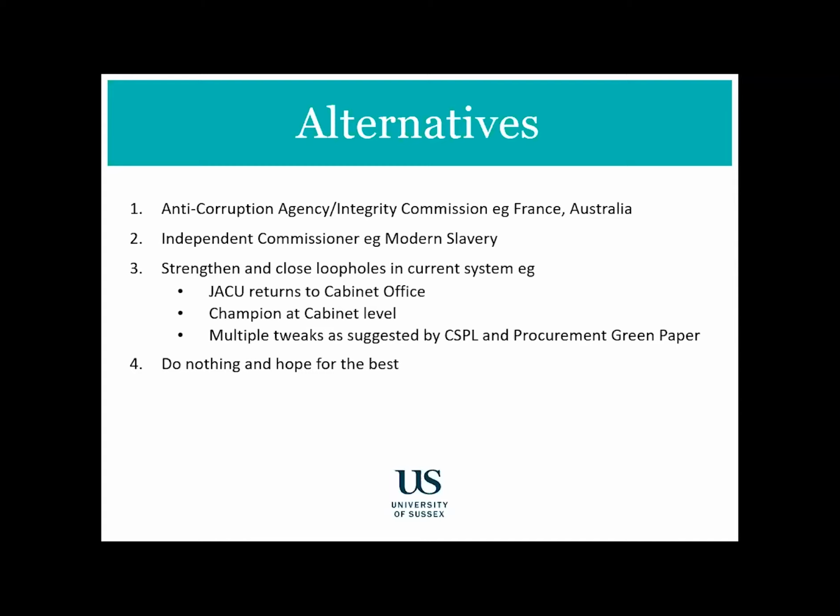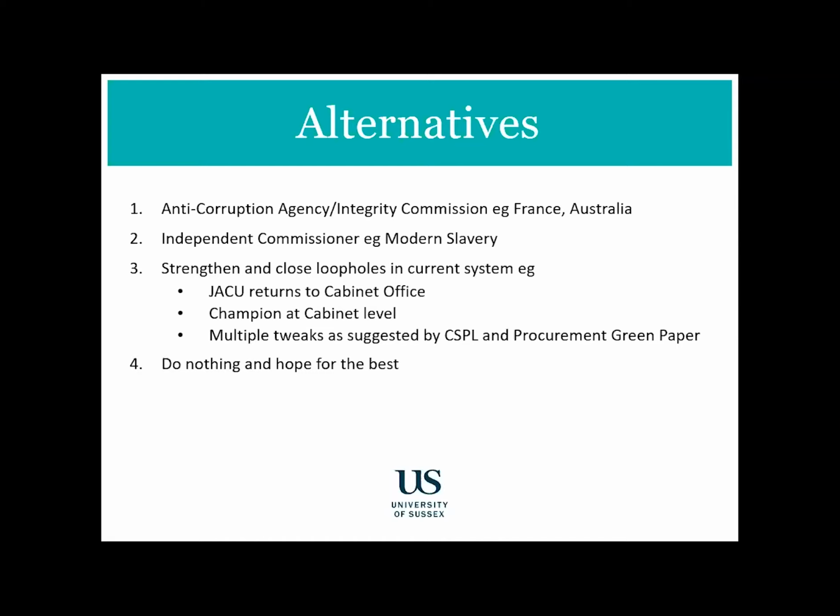There is also the model of going down an independent commissioner route, as we have for modern slavery, an independent expert with a relatively small staff. So maybe a kind of enhanced anti-corruption champion role, but more independent and taken out of the political sphere.